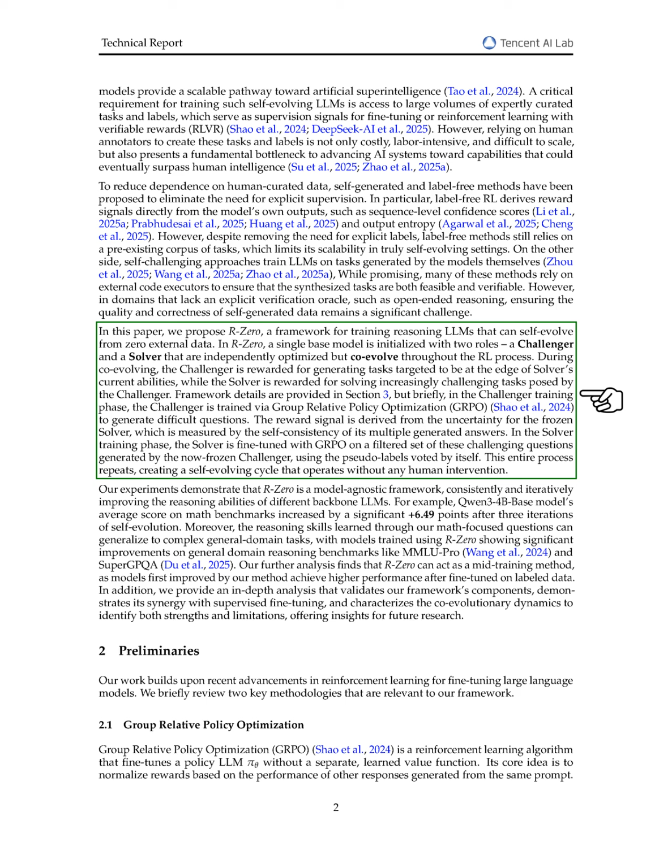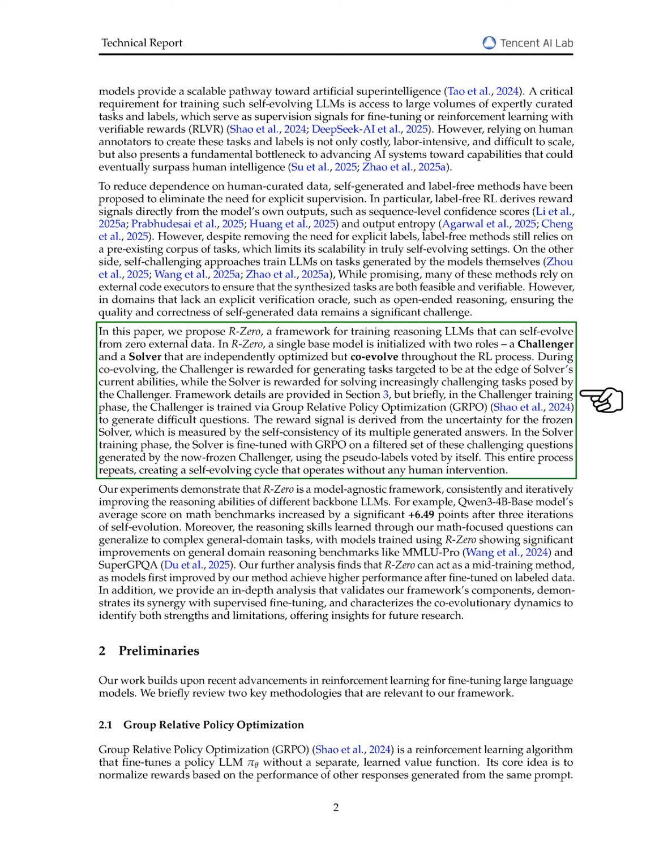Our experiments show that R0 is a flexible framework that consistently enhances the reasoning capabilities of various LLMs. For instance, the Qwen 3-4B base model saw an average score increase of over 6 points on math benchmarks after 3 self-evolution iterations. Additionally, the reasoning skills gained from our math-focused questions also improved performance on broader tasks, as evidenced by significant gains on general reasoning benchmarks like MMLU Pro and Super GPQA.